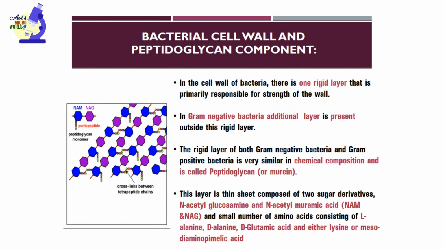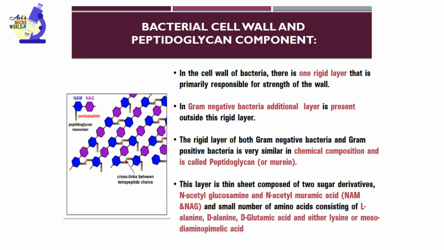First, bacterial cell wall and peptidoglycan component. In the cell wall of bacteria, there is one rigid layer that is primarily responsible for strength of the wall. In gram-negative bacteria, an additional layer is present outside the rigid layer. The rigid layer of gram-negative bacteria and gram-positive bacteria is very similar in chemical composition and is called peptidoglycan or murein. This layer is a thin sheet composed of two sugar derivatives, that is NAG and NAM.